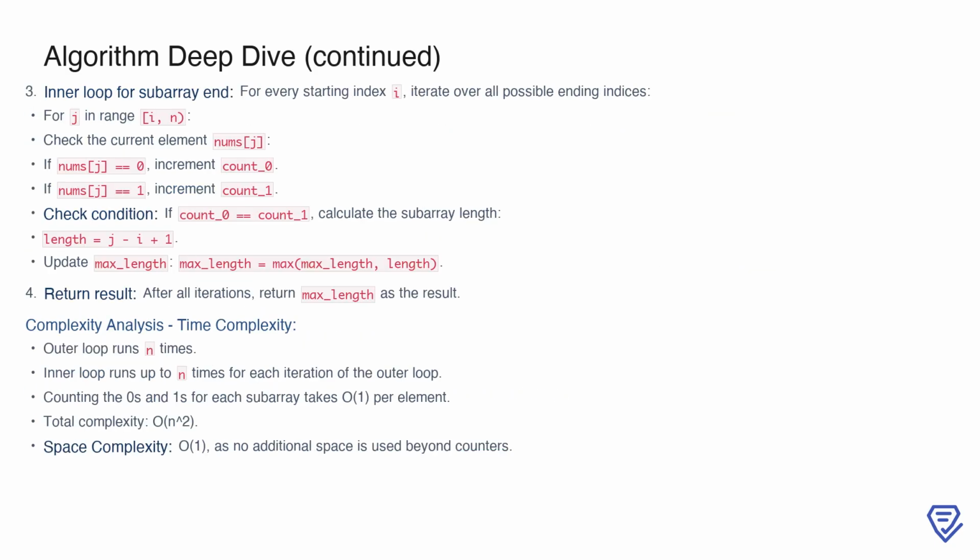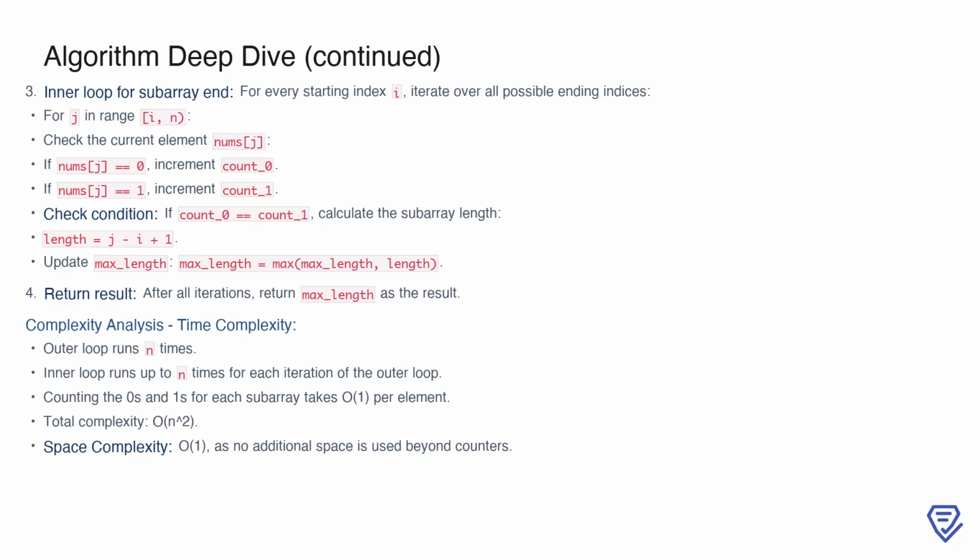For each starting index of the subarray, we use an inner loop to iterate over all possible ending indices, effectively generating every subarray starting from the fixed index. At each step of the inner loop, we examine the current element of the array. If the element is 0, we increment the count_0 counter. If it's 1, we increment count_1. Once the counts are updated, we check if the number of zeros and ones are equal.